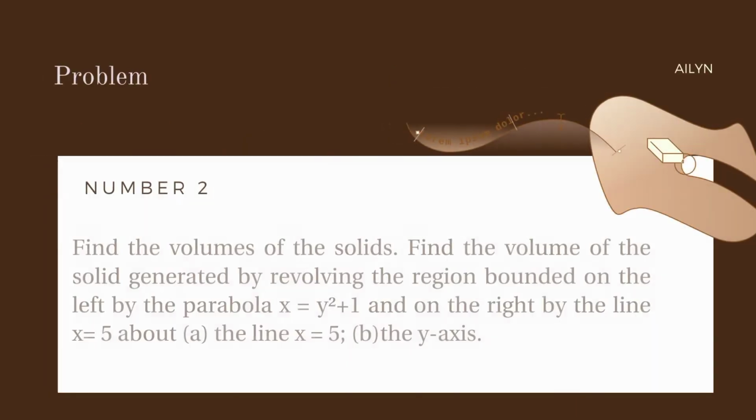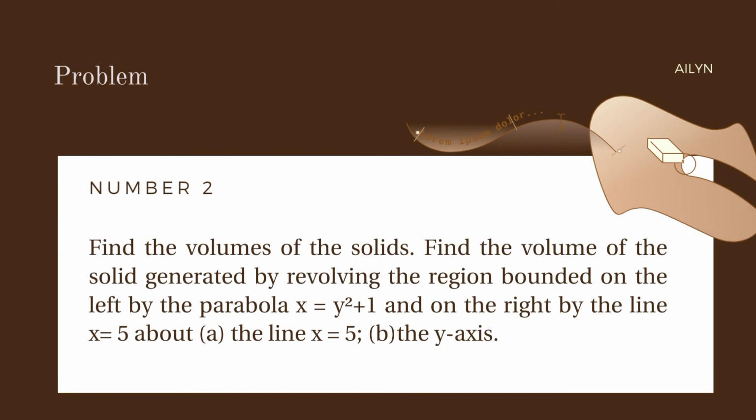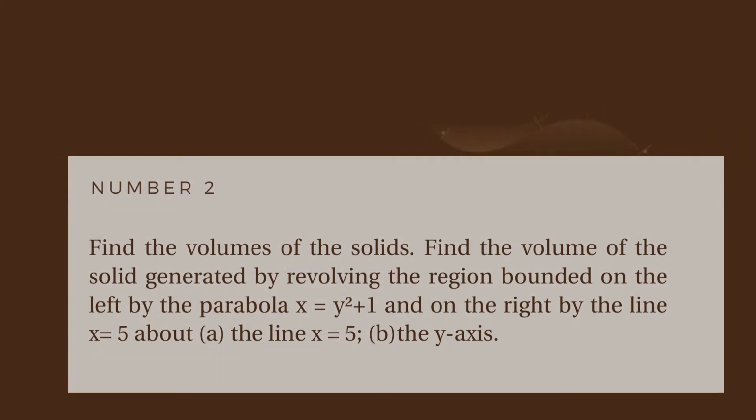Here is the problem. Find the volume of the solids. Find the volume of the solid generated by revolving the region bounded on the left by the parabola x equals y squared plus 1 and on the right by the line x equals 5 about A, the line x equals 5 and B, the y-axis.